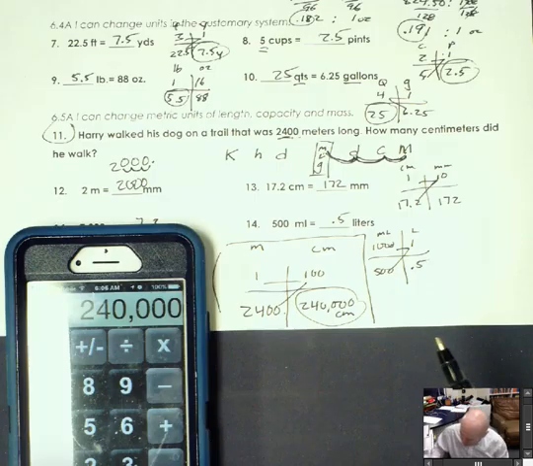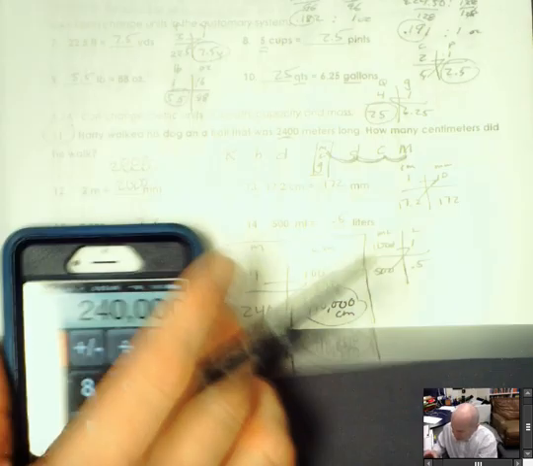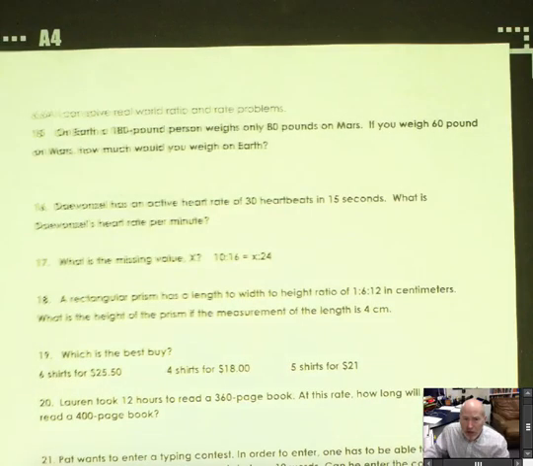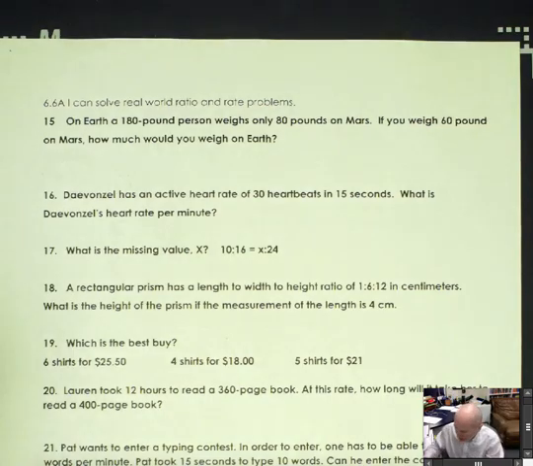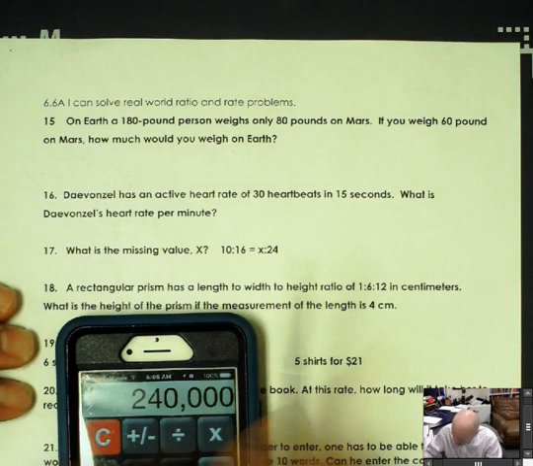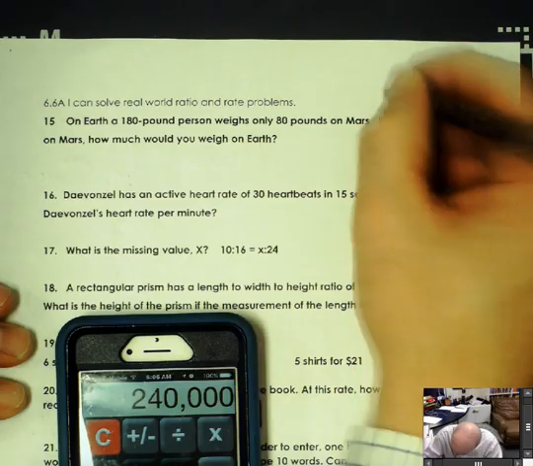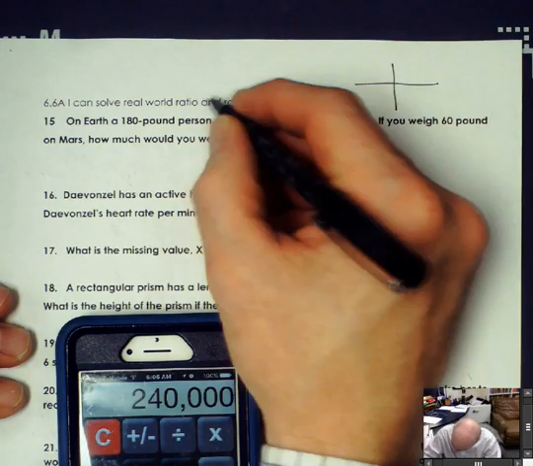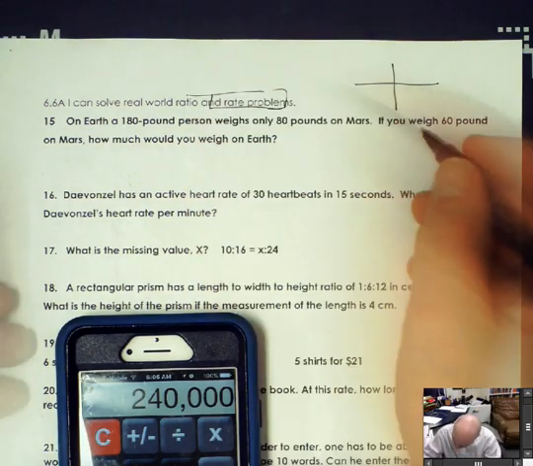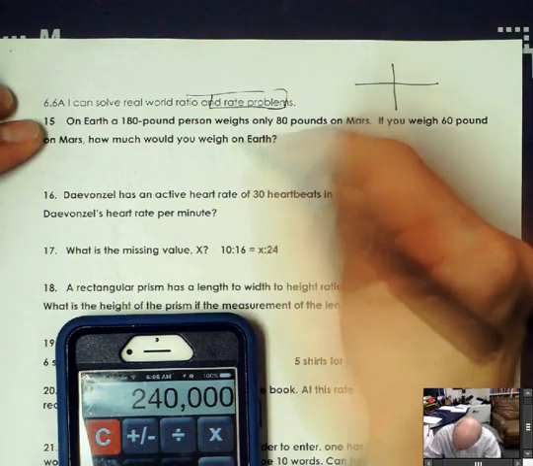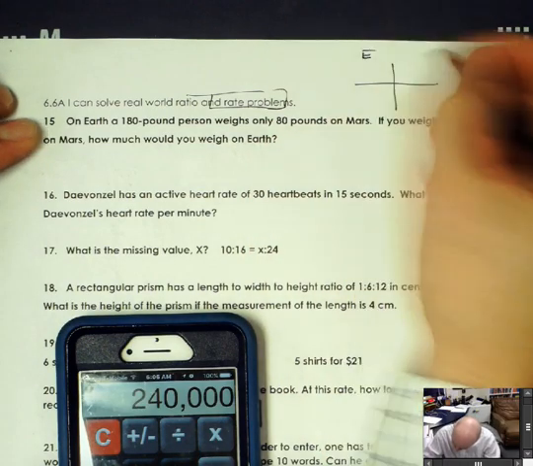Okie dokie. All right, let's flip to the other side. Get this set up. All right, this question is actually not written very well, but bear with me. I know I'm going to use a box. I'm going to go ahead and make one because these are all about ratio and rate problems.